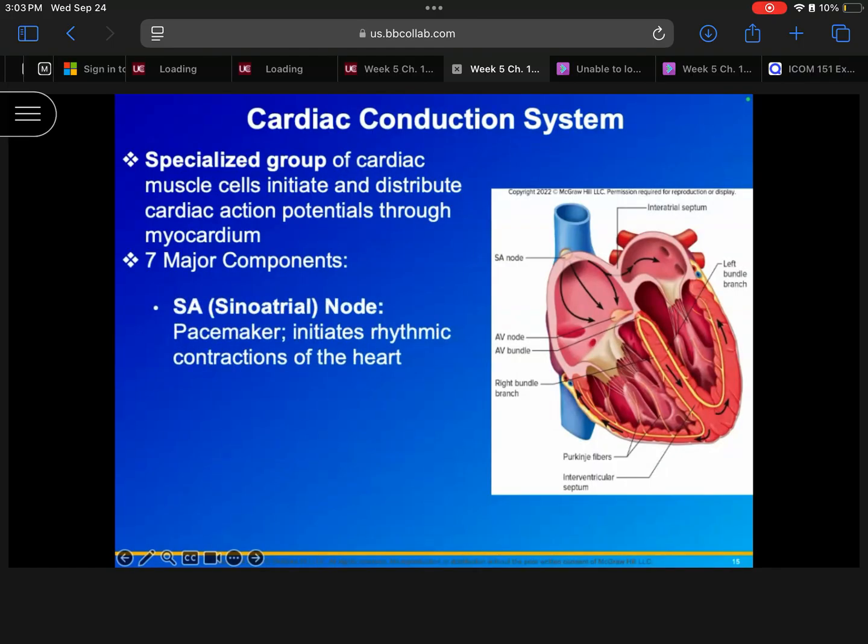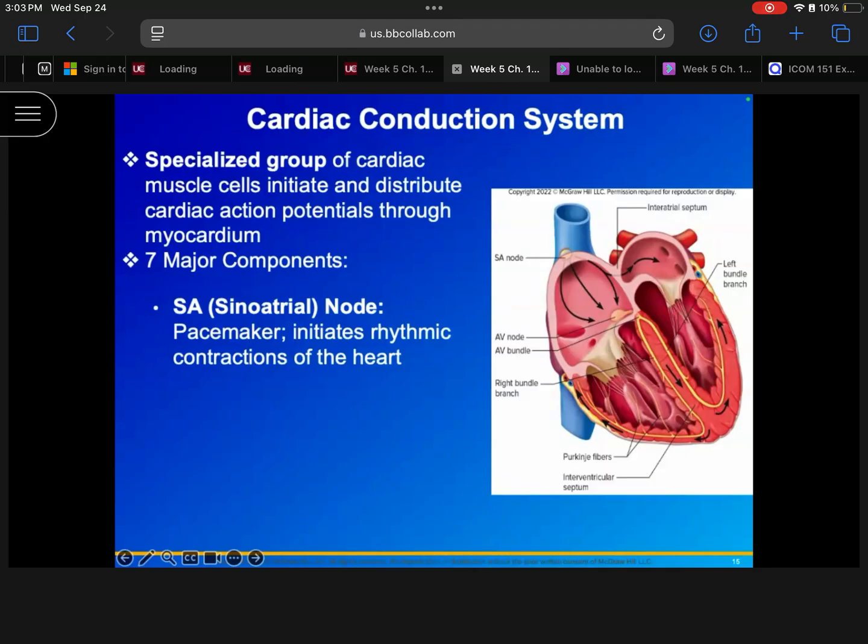Number 1 is called the SA node, or the sinoatrial node. We can see it right up here at the top of what atrium is this? Very good. This is going to be the top of the right atrium. So it is going to be receiving an electrical signal. There's an action potential that goes through, we have reached threshold, and so we're going to send a signal through. It is our pacemaker, so it is going to initiate the rhythmic contractions.